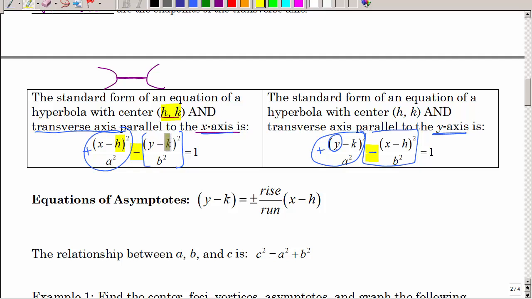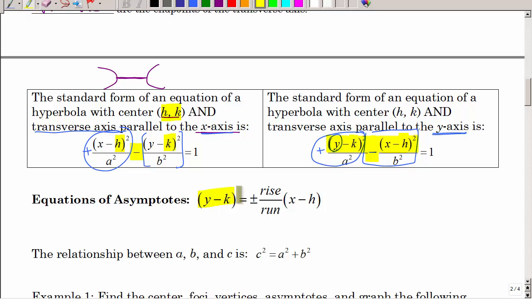H always goes with x, k always goes with y. So over here, that may seem a little backwards, but you've got to pair them up. Again, think alphabetically. We also have asymptotes, so that's different than the ellipse. The ellipse didn't have any asymptotes. And there's lots of different ways different books present this.